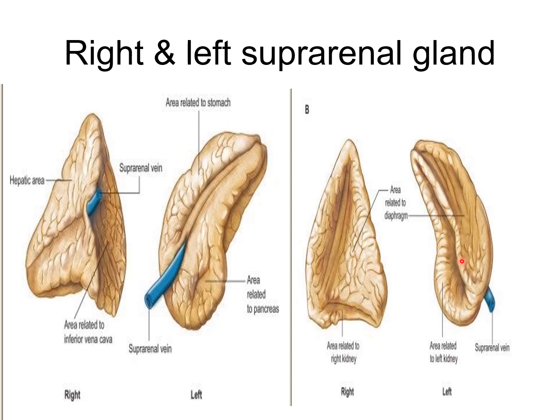In comparison of the right and left suprarenal glands, you see this is the difference in shape: the right suprarenal gland is triangular or pyramidal in shape, and the left suprarenal gland is semilunar.